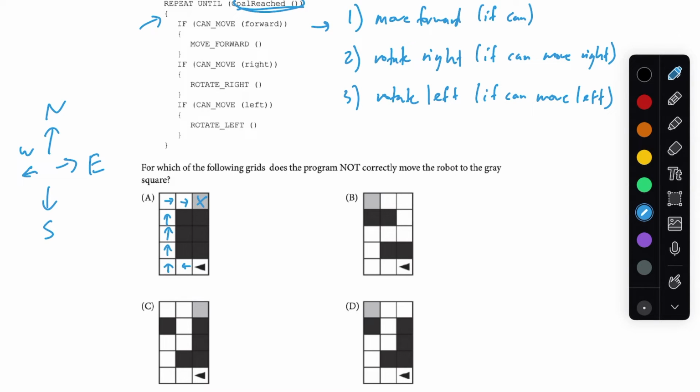So it looks like A is not one of the grids for which the program does not correctly move the robot to the gray square. So let's go ahead and move on to the next grid.